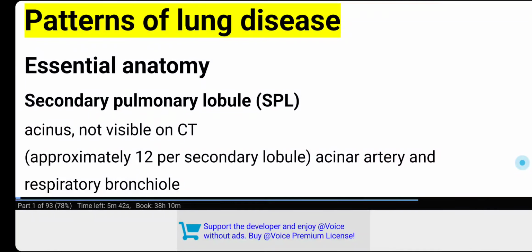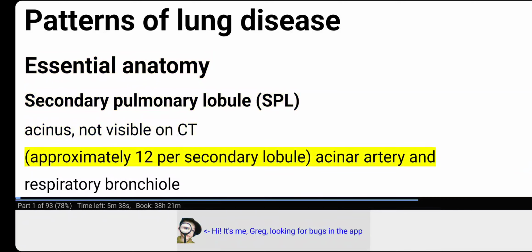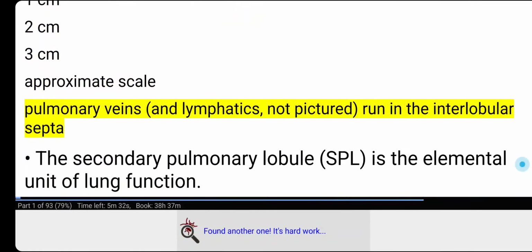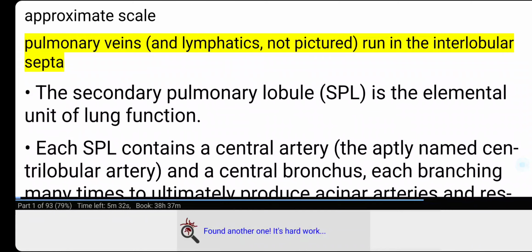Patterns of lung disease. Essential anatomy. Secondary pulmonary lobule, SPL. Acinus, not visible on CT. Approximately 12 per secondary lobule, acinar artery and respiratory bronchiole, centrilobular bronchus and artery. 1 cm, 2 cm, 3 cm. Approximate scale. Pulmonary veins and lymphatics, not pictured, run in the interlobular septa.